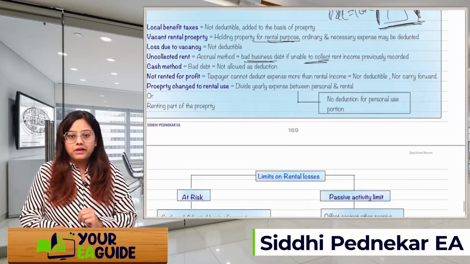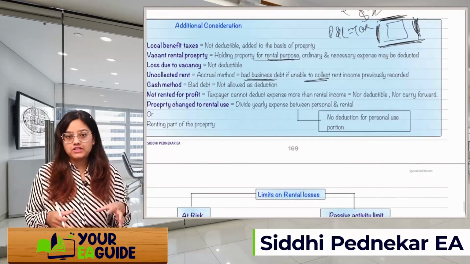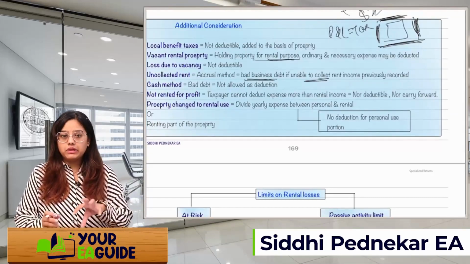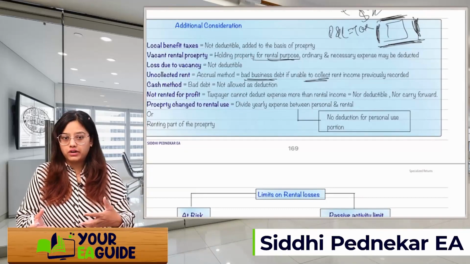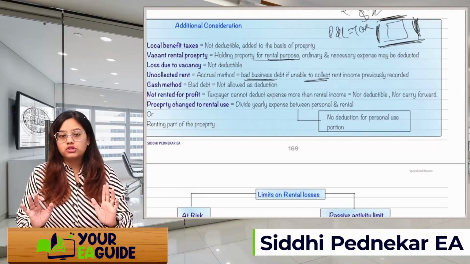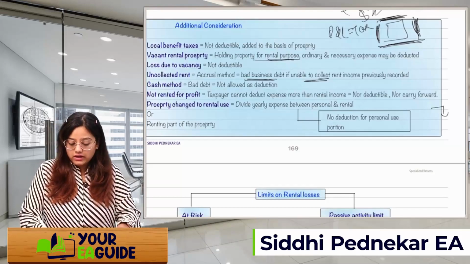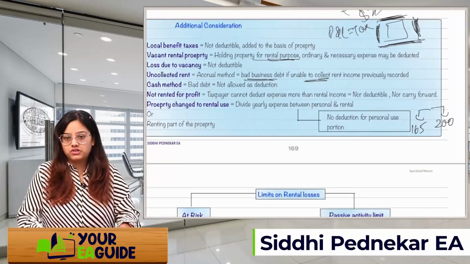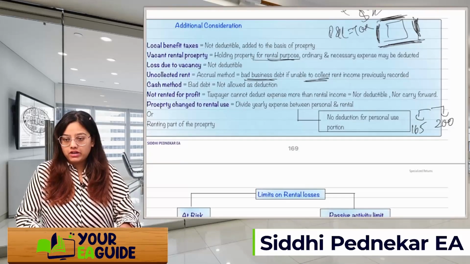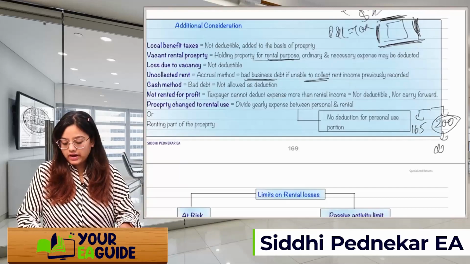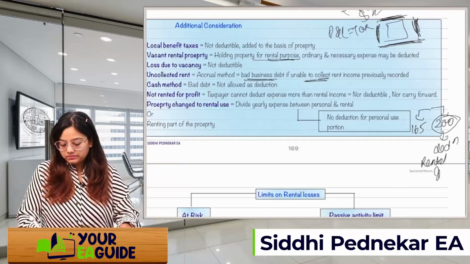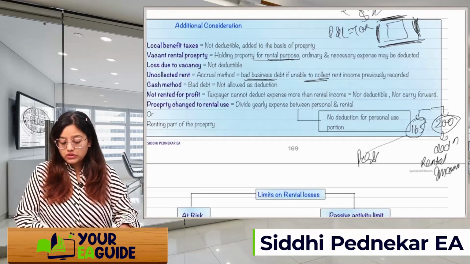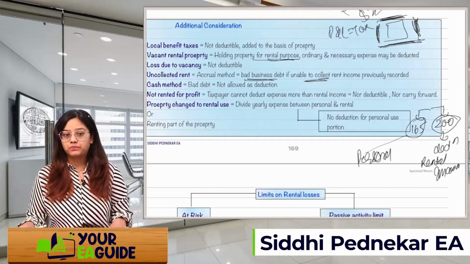All right. Property changed to rental use. If the property is changed from personal to rental, then what are you going to do? You are just going to divide the expenses between personal and rental in the year in which it is getting converted. Okay. No deduction for the personal use portion will be allowed. For example, for 200 days I have rented the property and 165 days I have used it for personal purposes. So it's simple. Whatever expense you have incurred for these 200 days will be allowed as a deduction from your rental income. You cannot deduct your cleaning and maintenance and everything for these 165 days because it was used at that time for personal purposes. All right.